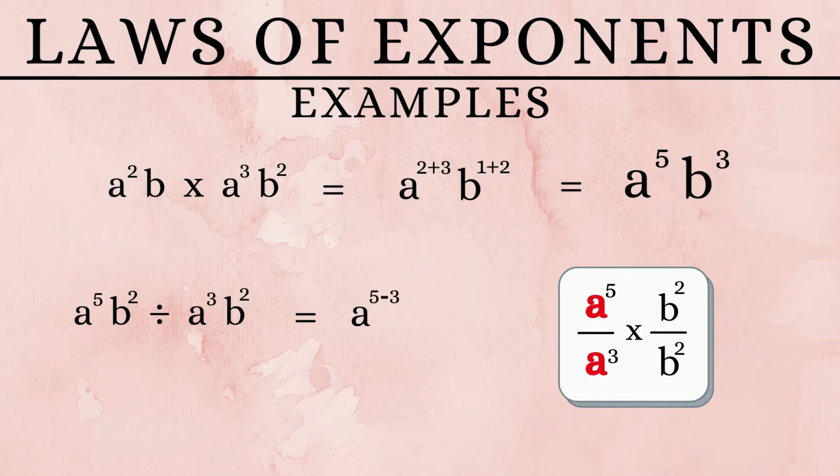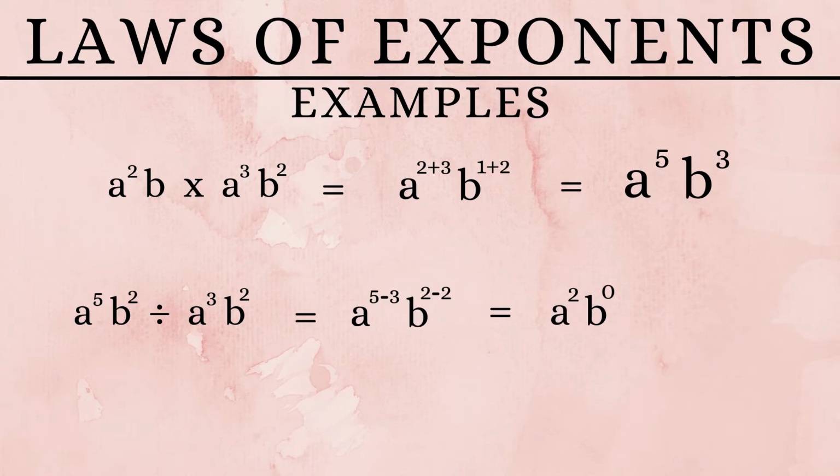Now, since the bases are the same in the first fraction, we can simplify it as a to the power of 5 minus 3. Similarly, the second fraction becomes b to the power of 2 minus 2. Thus we get a square b to the power of 0. Since b to the power of 0 is 1, our final answer is a square.